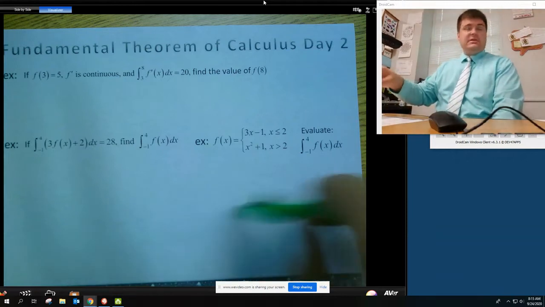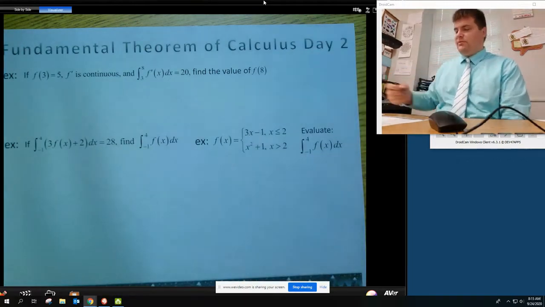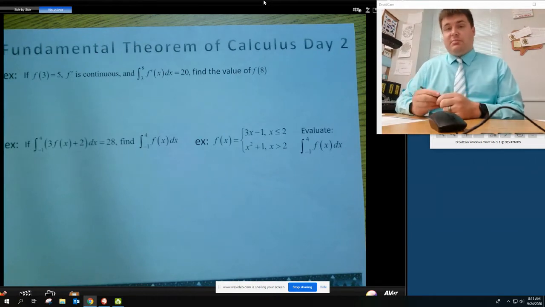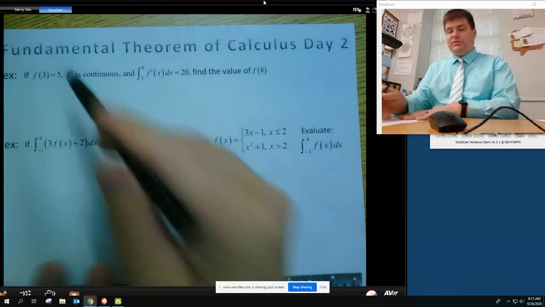So it's just these problems is all we're doing today. It's a little bit of a mixture of everything, with a little bit of FTC, a little bit of just properties as well with integrals. So let's go ahead and tackle this.